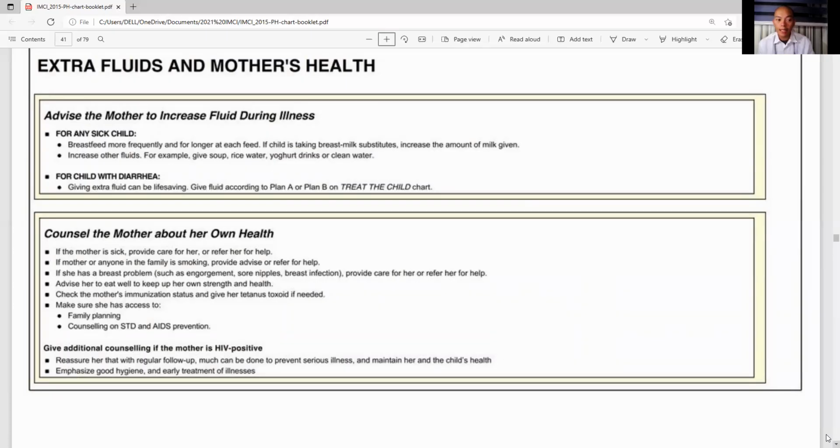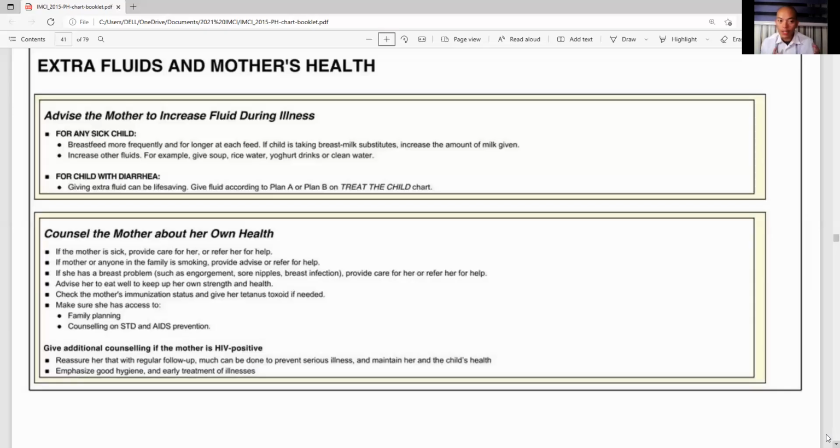Baka naman siya yung kailangang i-confine. If a mother or anyone in the family is smoking, advise, okay, to stop smoking. If she has a breast problem, okay, engorgement, sore nipples, breast infection, lalo kapag mahina magdede yung bata. Okay, malakas magdede yung bata, so lalakas din yung pag-produce ng breast. Suddenly, nagkasakit yung bata. What happens is the breast is continuing to produce a lot of milk.